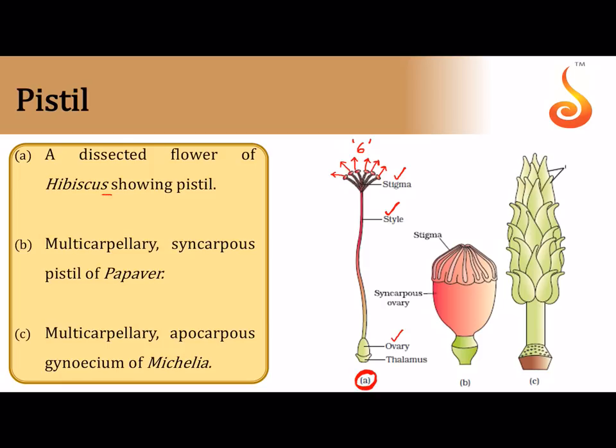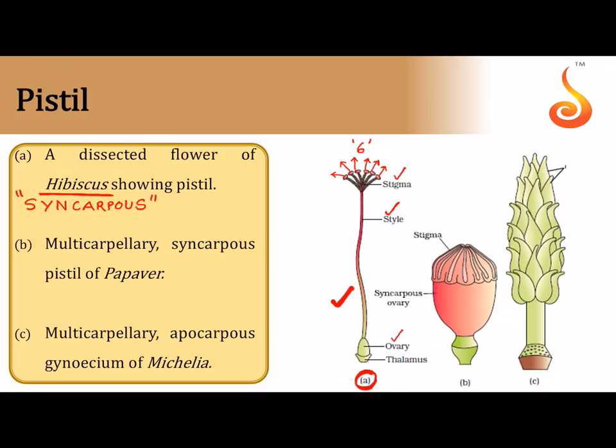So what type of ovary is it? Is it a gynoecium that is apocarpous or syncarpous? It is a gynoecium which is syncarpous, that is formed by the fusion of pistils. Even though it looks like one pistil, it is actually formed by the fusion of many pistils.